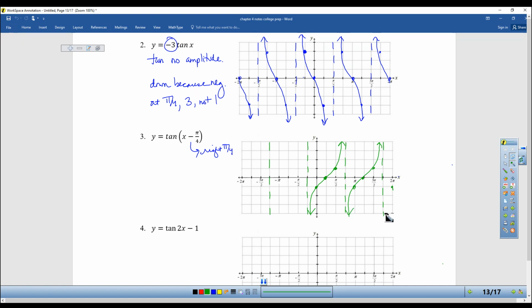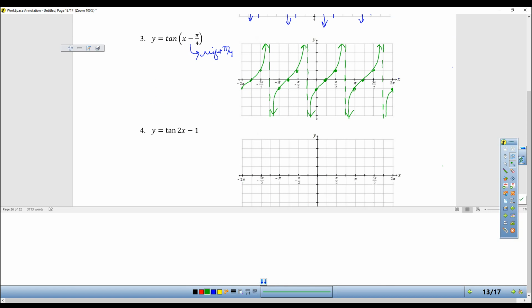And 1. Go to the other side. Again, there's nothing else going on in this one except that shift. And you're done. Now this last one does have two things going on. It has a period change and it moves down one. So of course the period is harder, and then when we're all done we can move down one.